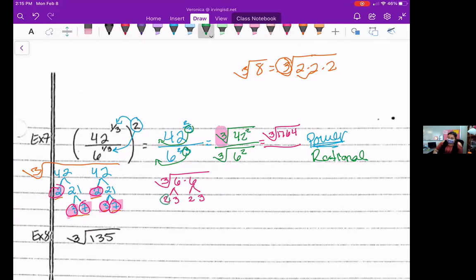So I have a 2 and a 2, but how many do I need? I need 3 of them. Do I have 3? No. Then I have this 3 and that 3, but I need groups of 3. So can I take any of those out? No. So that means that my denominator is going to stay as the cube root of 36 because I cannot simplify it. So I can actually write this as the cube root of 1,764 over 36.